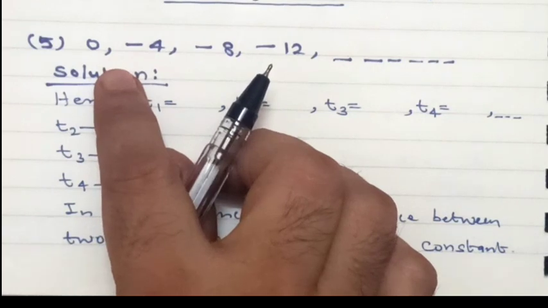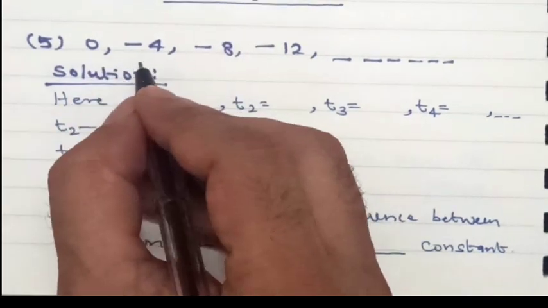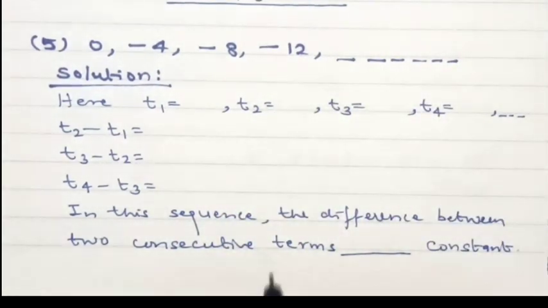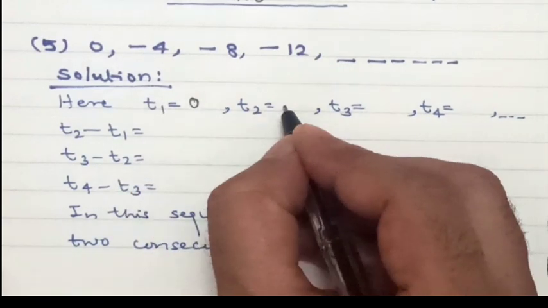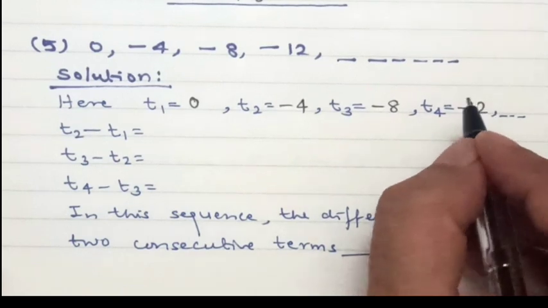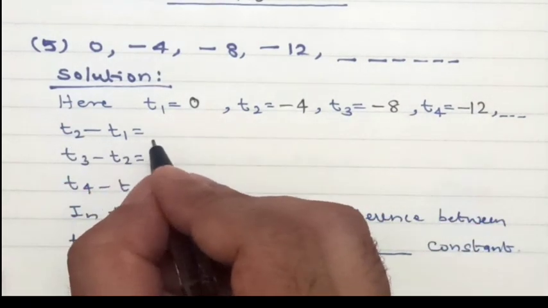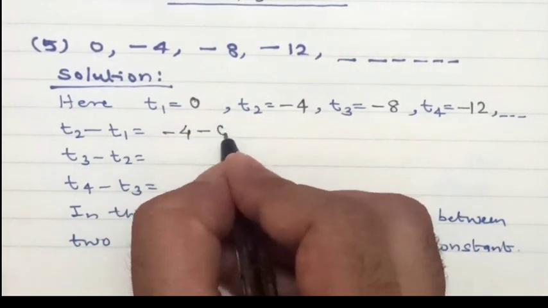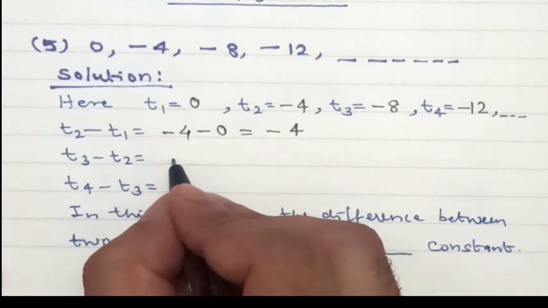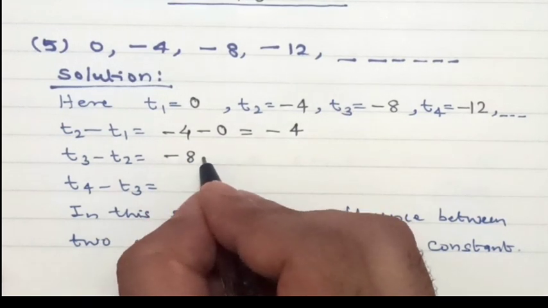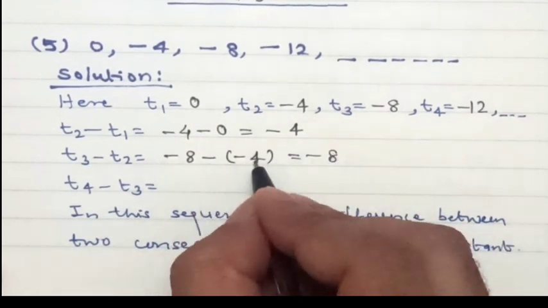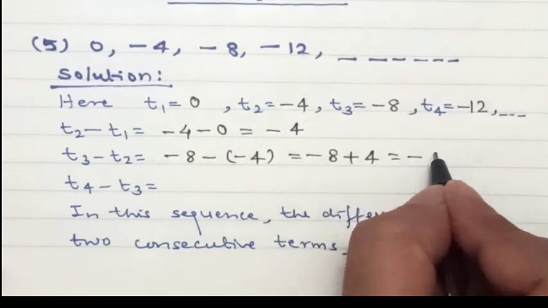Fifth question, 0, minus 4, minus 8, minus 12 and so on. So T1 is 0, T2 is minus 4, T3 is minus 8, T4 is minus 12. T2 minus T1 will be minus 4 minus 0, which will give you minus 4. Now next T3, which is minus 8 minus T2 is minus 4, which will give you minus 8, minus minus plus 4, which will give you again minus 4.